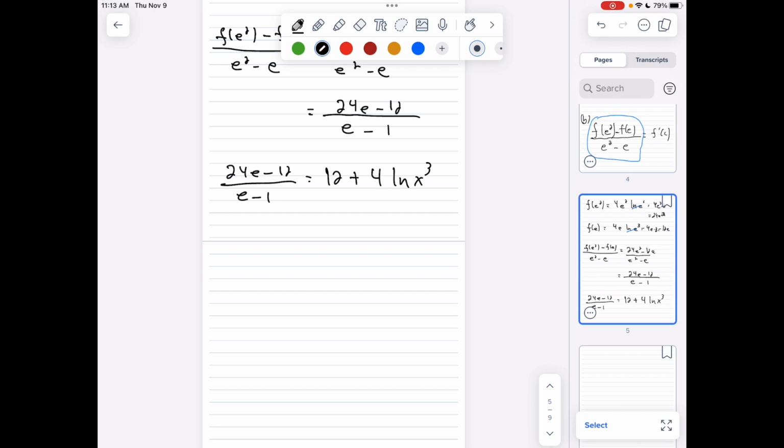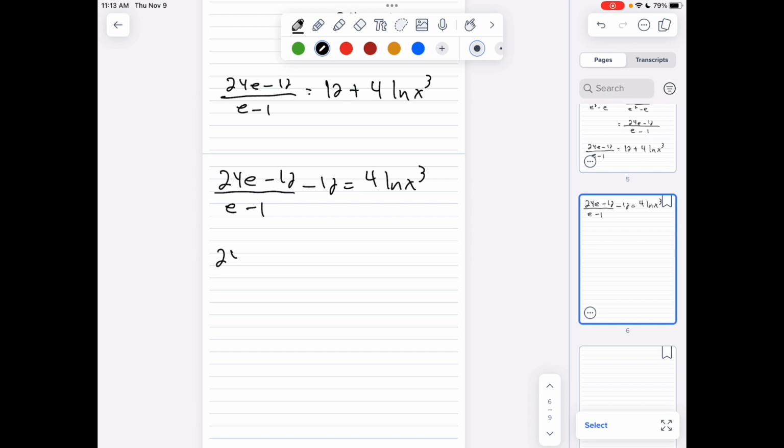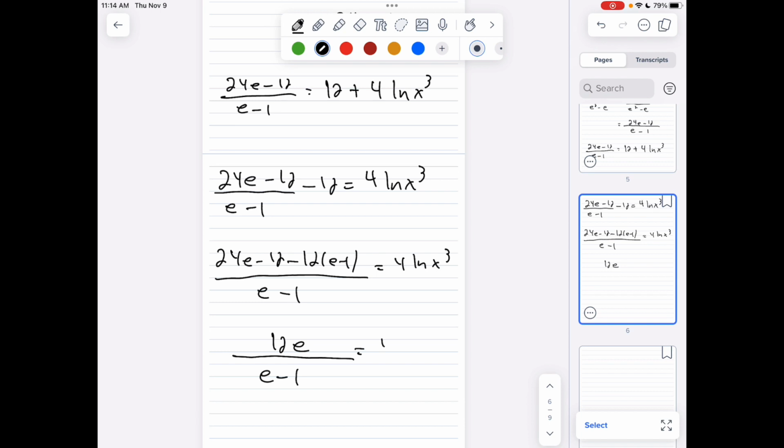So I'm going to first subtract 12 on both sides because I want to isolate the ln. I subtract 12 and then get a common denominator. Do you have to do that? Technically, no, but I think it just makes our computation simpler here. And if you did the arithmetic, you get 12e all over e minus 1. So I'll let you work that out.